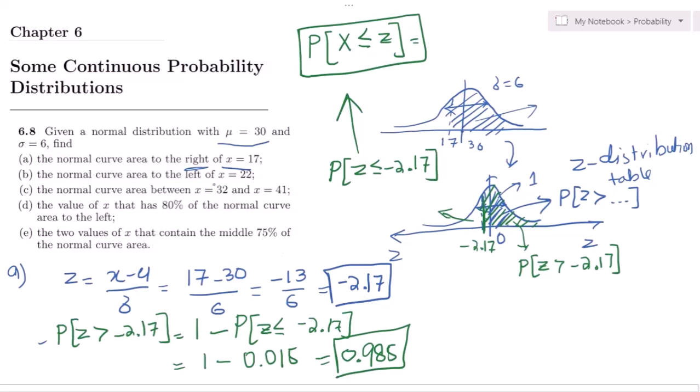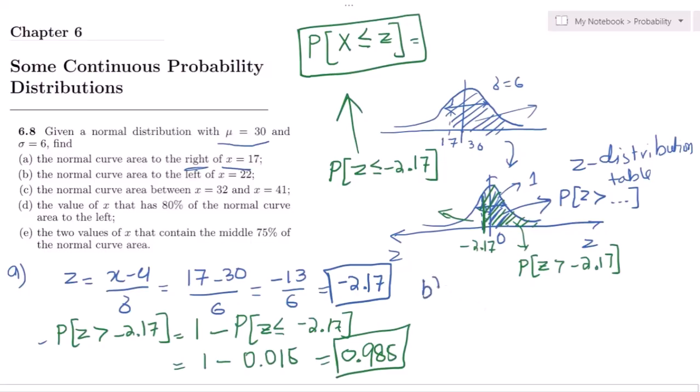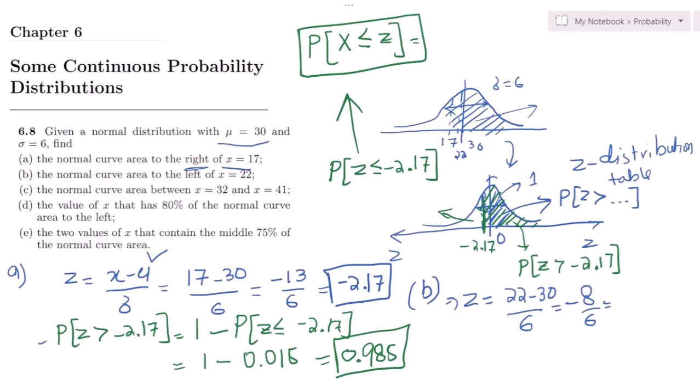So you have understood how to find the solution of part A. In part B, let me change the color and solve it here as well. In part B, we want the normal curve area to the left of x equal to 22. First of all, let me convert it to z with the similar formulation: 22 minus 30 divided by 6, so it would be minus 8 divided by 6. So it is what?